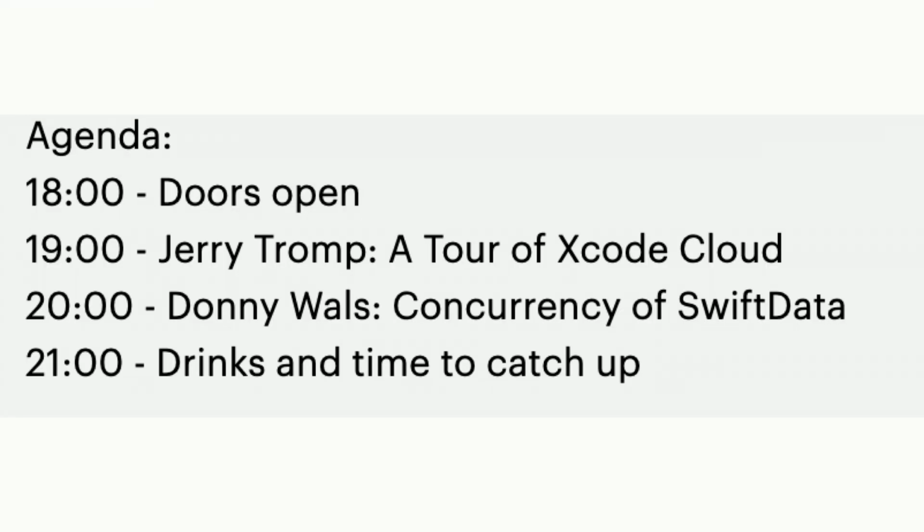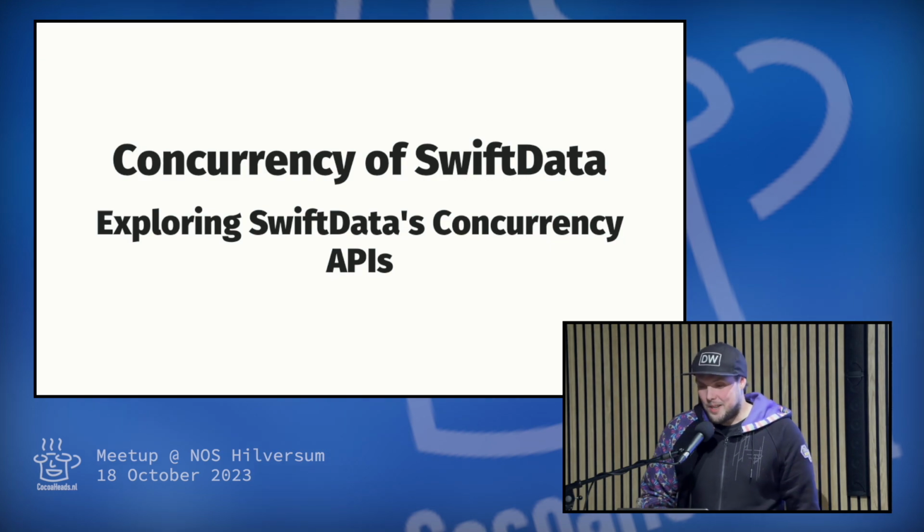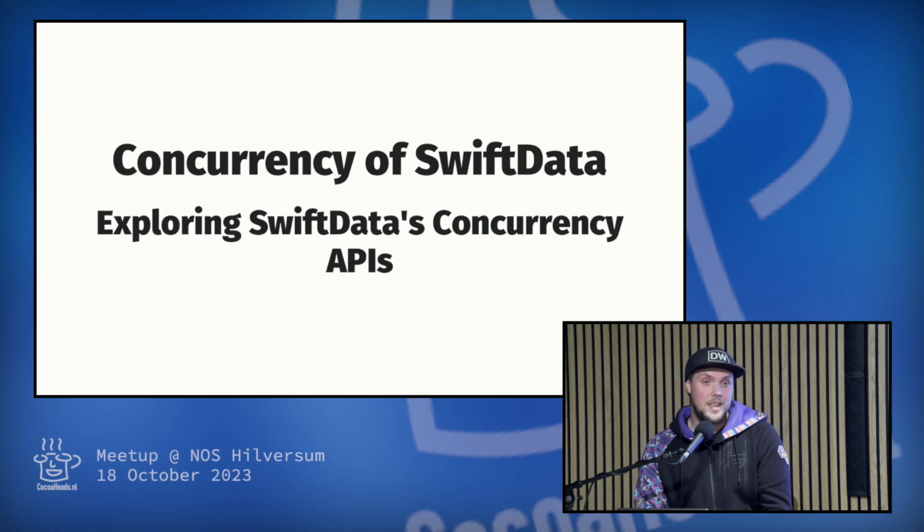So yesterday I looked at the schedule, concurrency of SwiftData. It's like, okay, well, I guess I'm on the hook for that one. I know concurrency, I know SwiftData, I know all of these topics, so let's go for it. Concurrency of SwiftData, exploring SwiftData's concurrency APIs. So I wrote this talk this morning, because like I said, I had no idea what I was going to talk about. It's going to be either concurrency or SwiftData, but we can do both. It'll be fun.